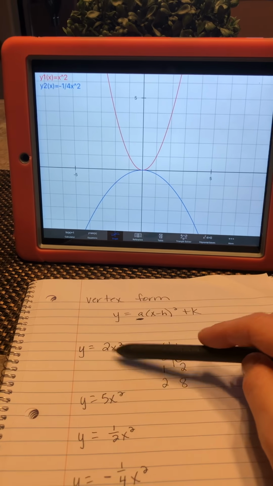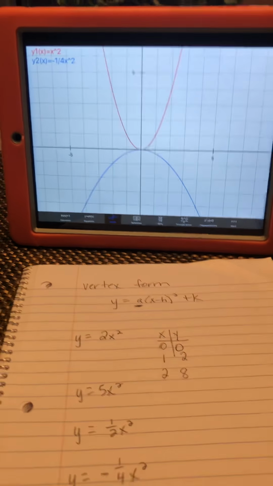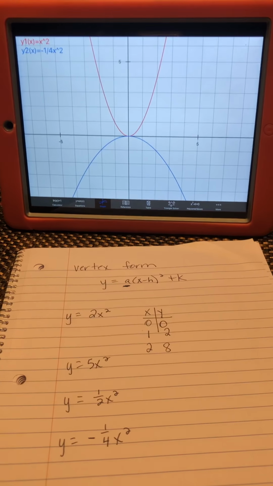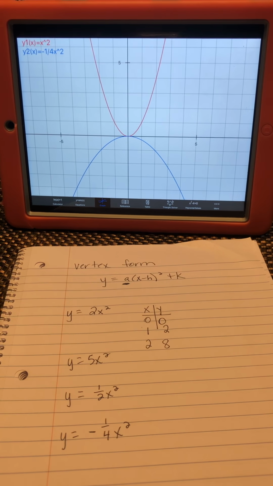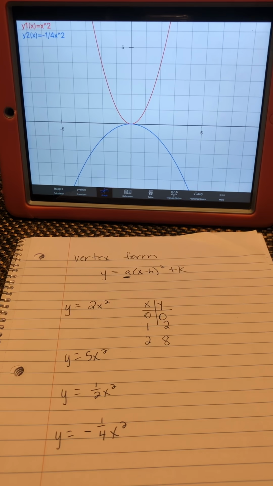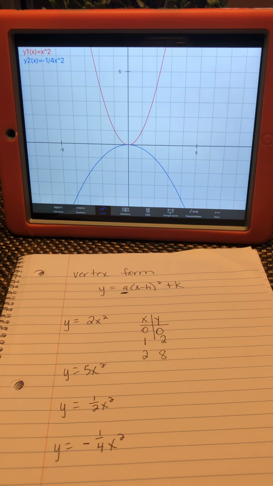So that's a little information about the a value, and then tomorrow we will talk about how we can graph them on our own without a graphing calculator, and try to put all of those transformations together.